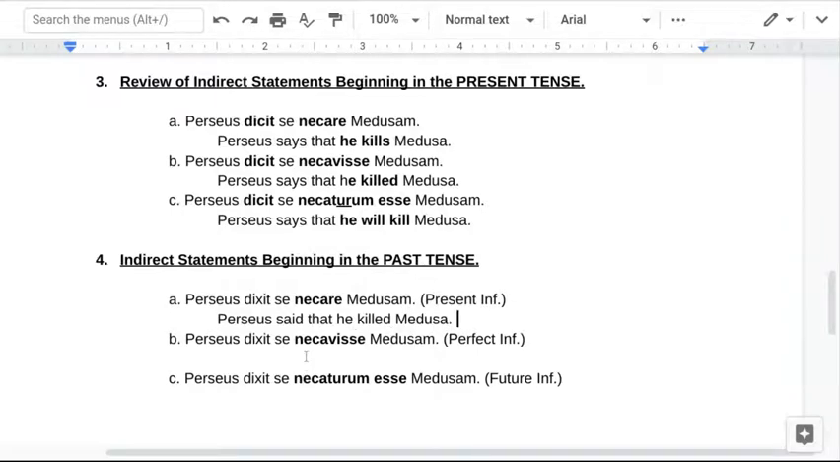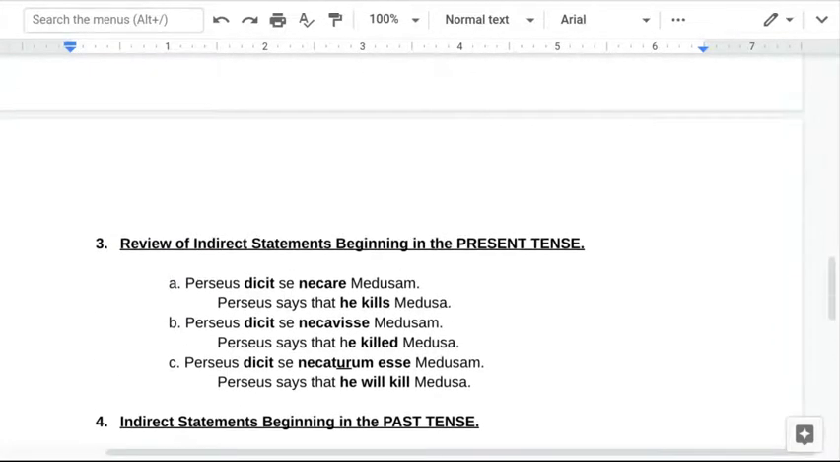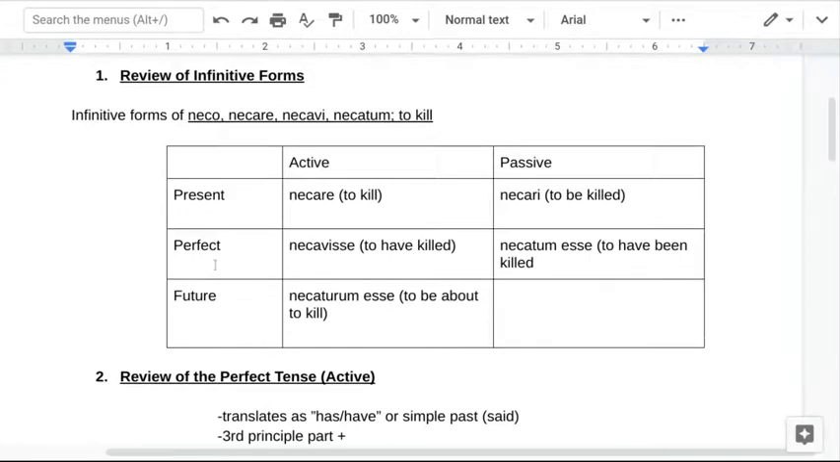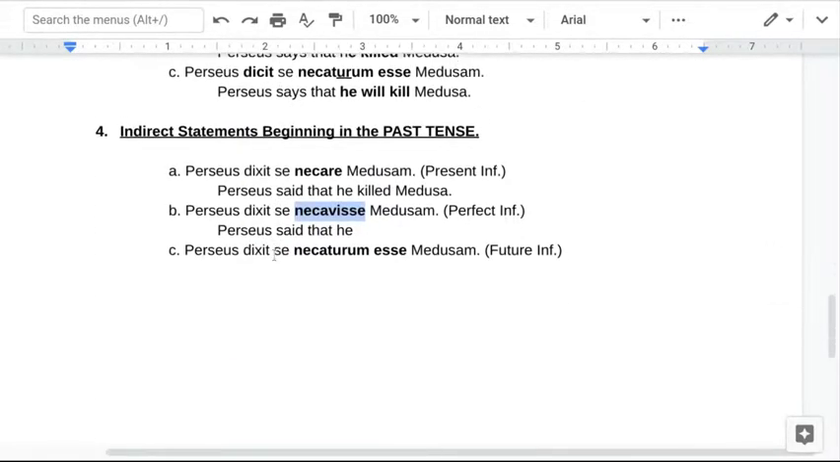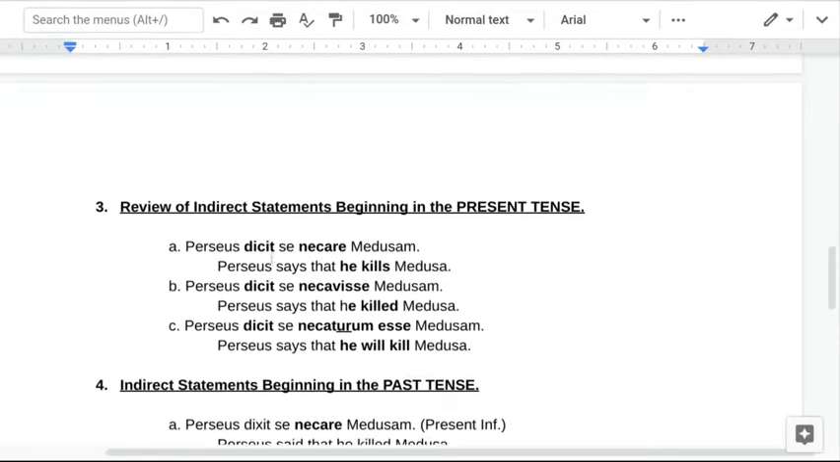Now, if you're still following me, I know it's tough. Perseus said, okay, same intro here, that he, the say means that he. Now we've used the past infinitive. So Perseus said that he, and just to make sure you know, that is the perfect infinitive. Normally it would be to have killed, but in this type of sentence, that's not what Latin does, or it's not what we do in English.